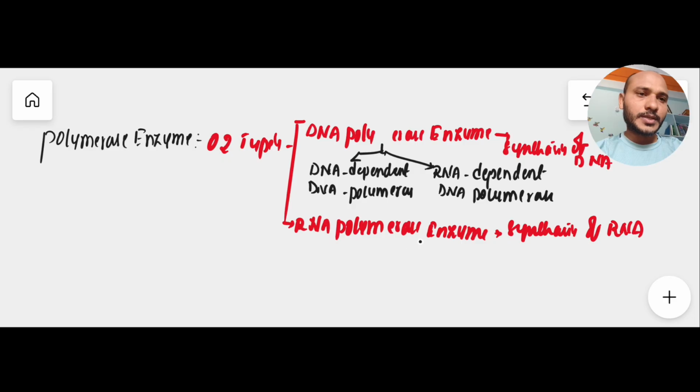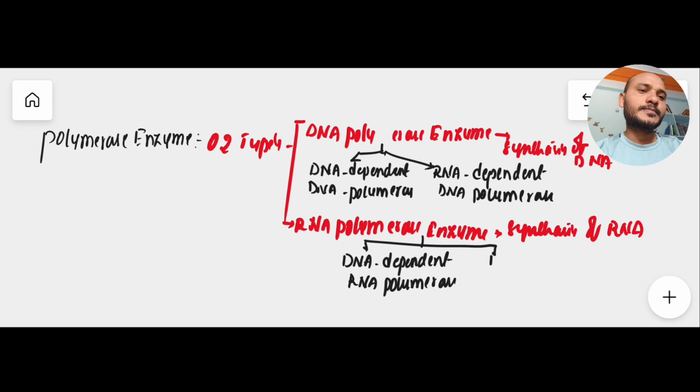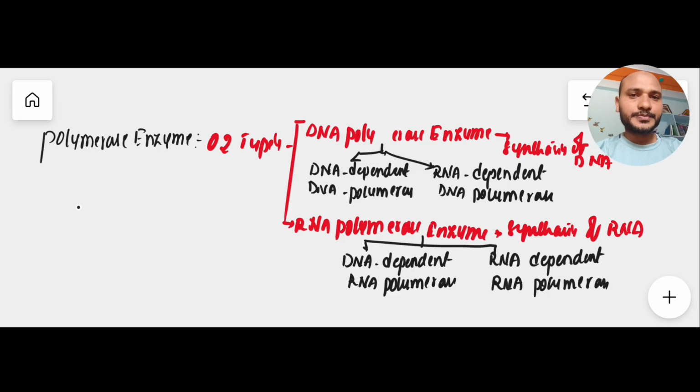And here RNA polymerase enzyme also has two types. They are DNA dependent RNA polymerase enzyme. Here the second type is RNA dependent RNA polymerase enzyme. So we will discuss each type in detail. First, DNA dependent DNA polymerase.